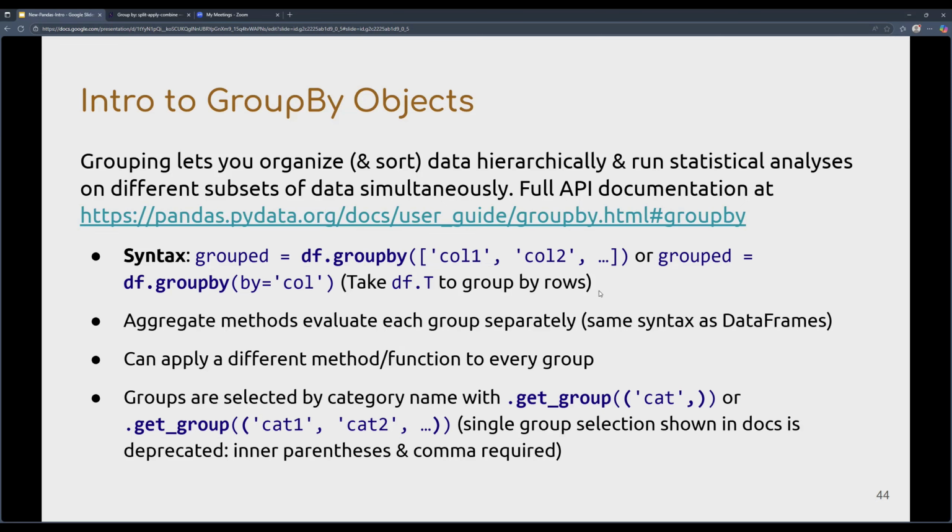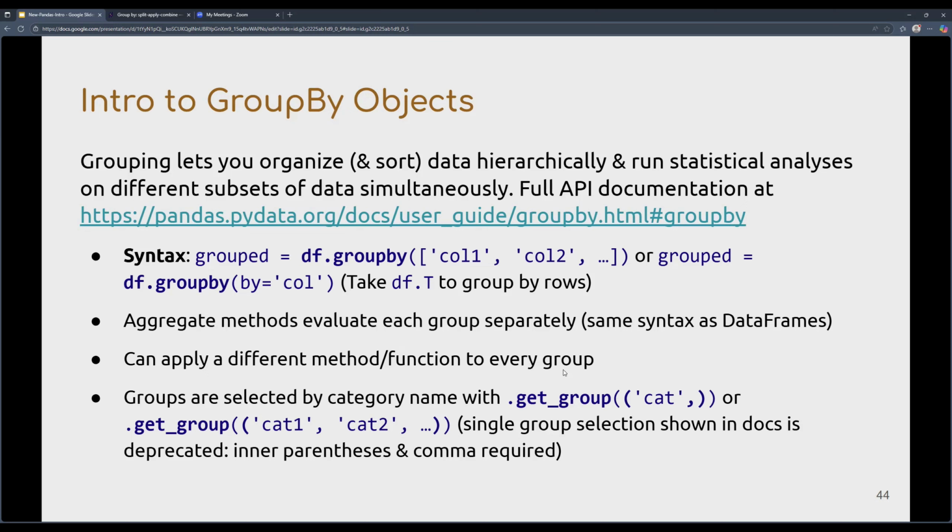And if you have to group by rows instead, what you would have to do is take the transpose of the data frame and then do a group by. So aggregate methods and transformation methods, as I said, evaluate each group separately using the same syntax as data frames. And it is possible to apply a different method or function to every group. However, it does get complicated.